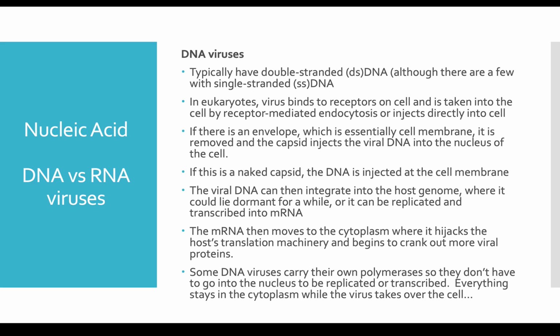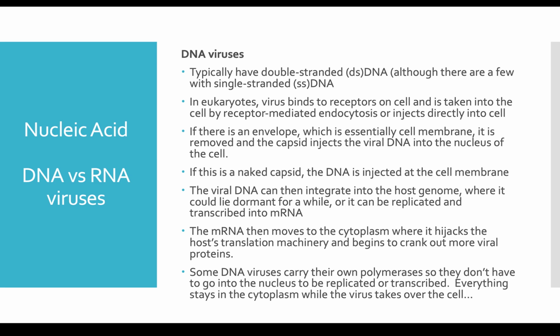Let's talk about the types of nucleic acids that are involved in this. As I said earlier, a virus can either be a DNA virus or an RNA virus. Let's start with the DNA viruses. They typically have double-stranded DNA, but there are a few that do have a single-stranded DNA molecule contained in their capsid. And the process for DNA and RNA viruses to enter cells is fairly similar. I'm going to go through it here, but in this case, we're going to be referencing specifically DNA and what happens to that DNA when it enters the cell.